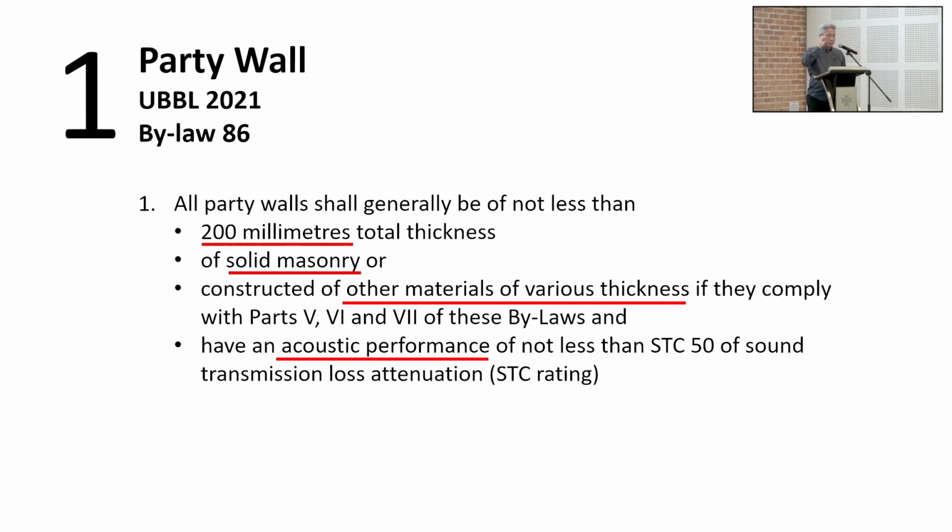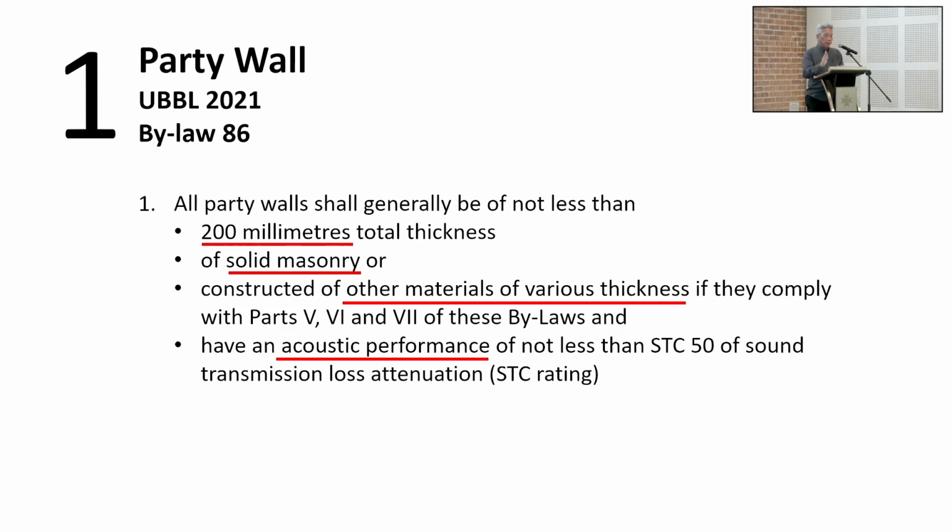Of solid masonry. That means we are expecting that the wall is to be something solid, right? Or it can be constructed of materials of various thicknesses. That means you can actually laminate the wall. There can be a series of materials that you make up to construct the wall. But the key element here is it has to be solid, something at least 200 millimeters. Then the third item is you must have an acoustic performance of at least STC 50.